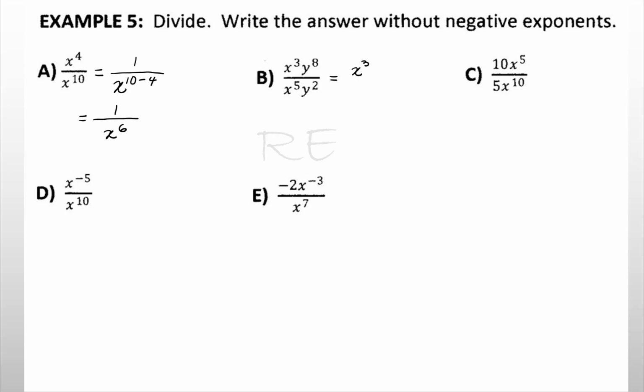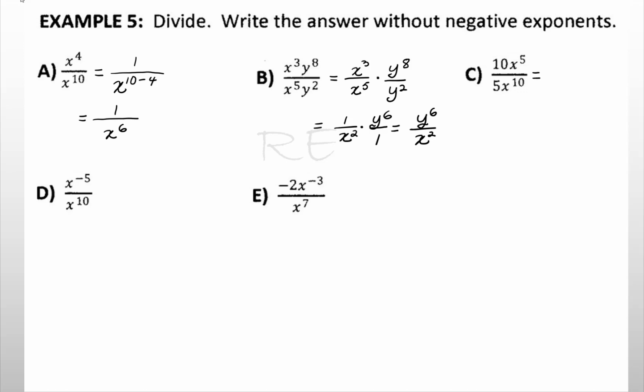x to the third over x to the fifth for B times y to the 8th over y to the second. Now 5 is bigger than 3, so we're going to subtract 3 from 5. 1 over x to the 5 minus 3, which is 2, times 8 is bigger than 2, so we're going to subtract 2 from 8, y to the 6 over 1. Our final answer is y to the 6 over x to the second.